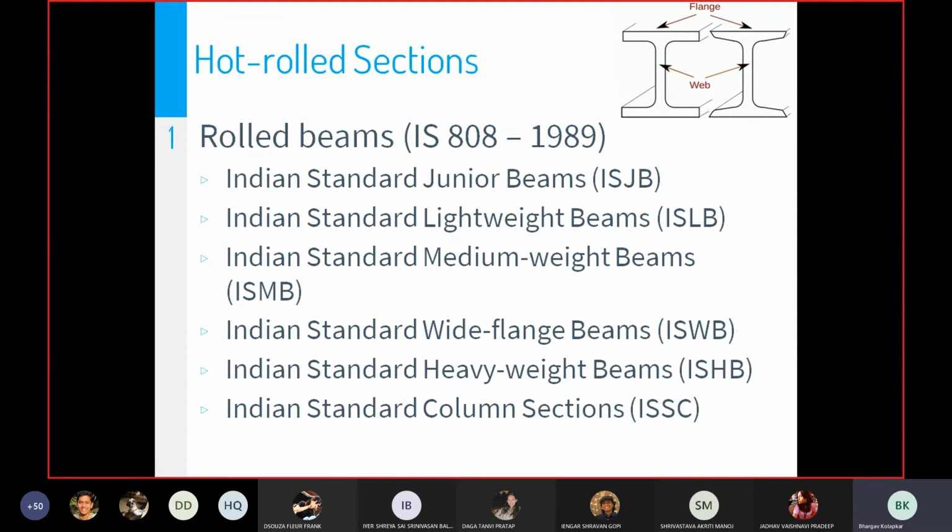The most commonly used type of I section is the Indian Standard Medium Weight Beam, which is ISMB, number 3. So this is the most commonly used beam section. And if you are going to use an I section for a column, then the last 3, that is ISWB, ISHB, and ISSC, are the commonly used I sections for columns. The first 3 are used for beams. Amongst those, number 3 is most common.